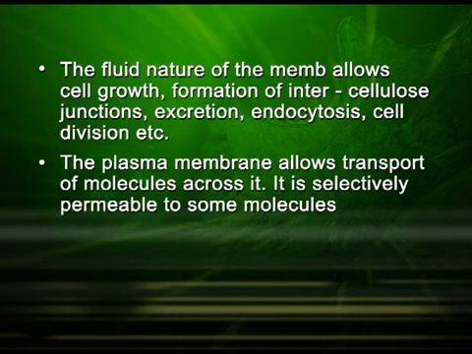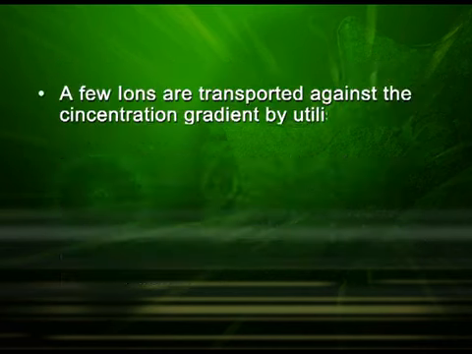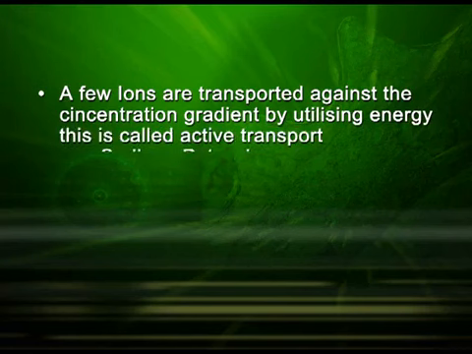The membrane allows transport of molecules across it. It is selectively permeable to some molecules. Some molecules move across it without consuming any energy. This is called passive transport. A few ions are transported against the concentration gradient by utilizing energy. This is called active transport. Example, the sodium-potassium pump in the membranes.